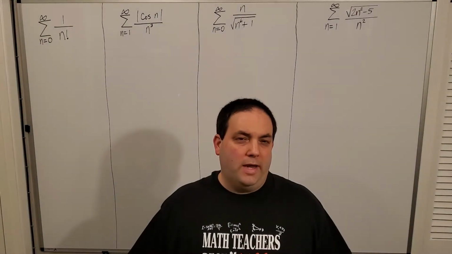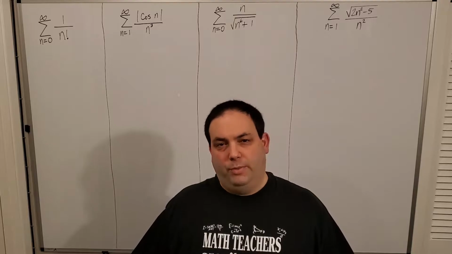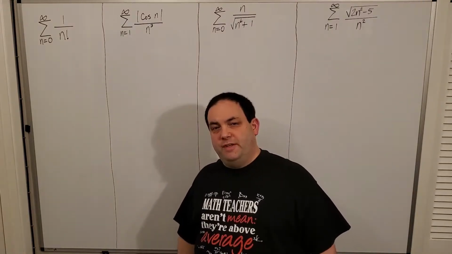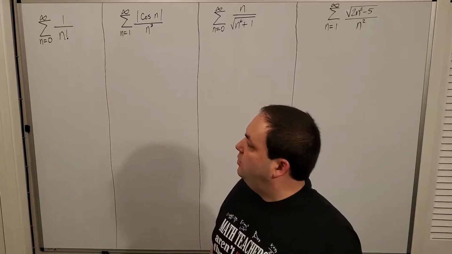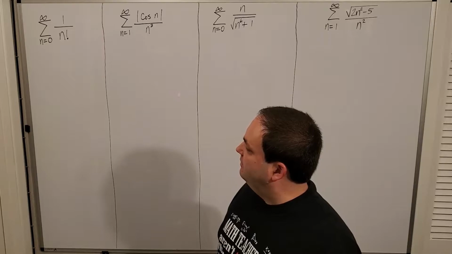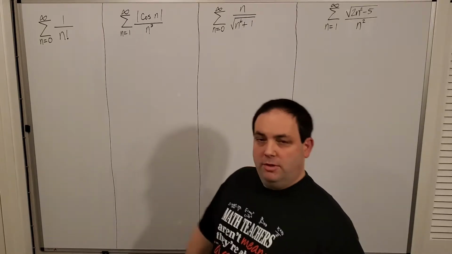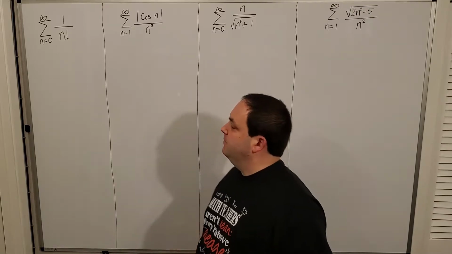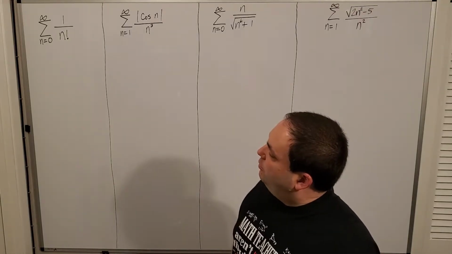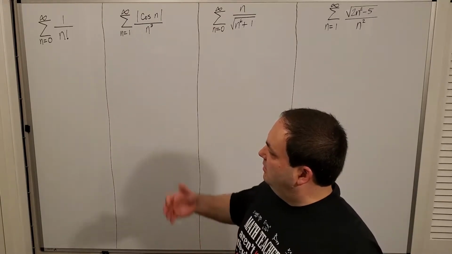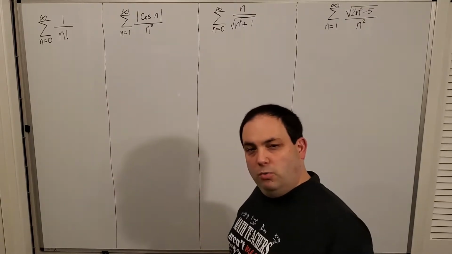Let's get some more practice using the direct comparison here. I've got the sum from n equals 0 to infinity of 1 over n factorial. N factorial is n times n minus 1 times n minus 2 times n minus 3, and so on. The comparison here doesn't seem obvious right away because factorials are sort of their own thing.